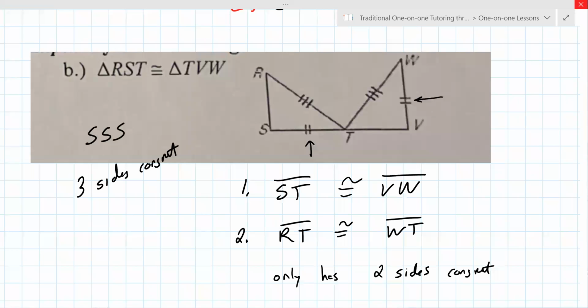So can I write that down? Yes, please write that down. Okay, you want to explain the reasoning? There's no reasoning. It's just that only two of the sides are congruent and you need all three.